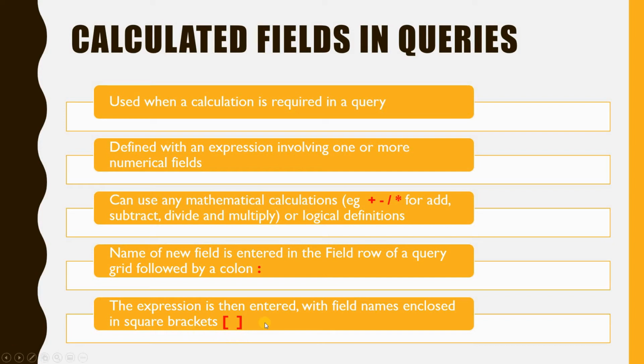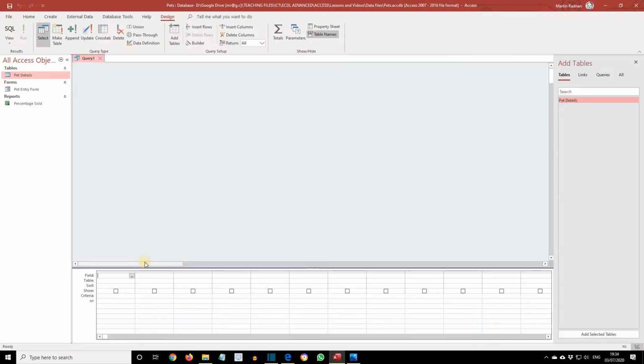The standard mathematical symbols are a plus sign for add, a minus sign for subtract, a forward slash for divide, and a star for multiply. Okay, let's open the pets database. We want this query to be based on pet details, so select pet details and then add selected tables. And we want to add the fields animal, price, and number sold. These now appear in the field grid.